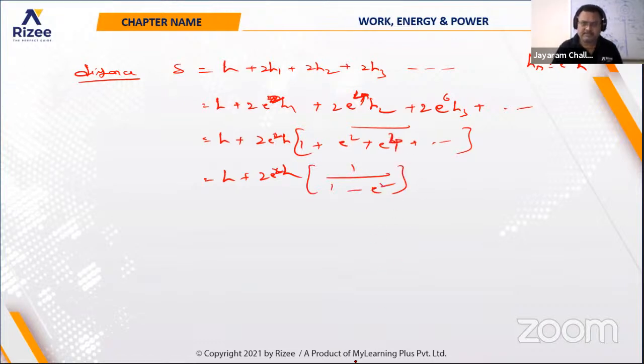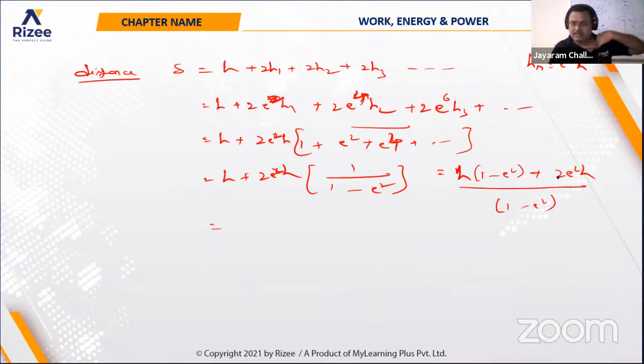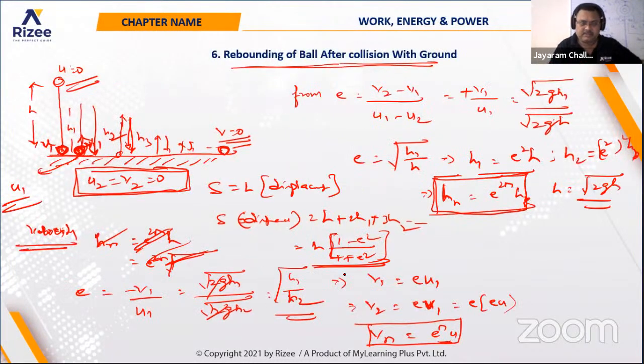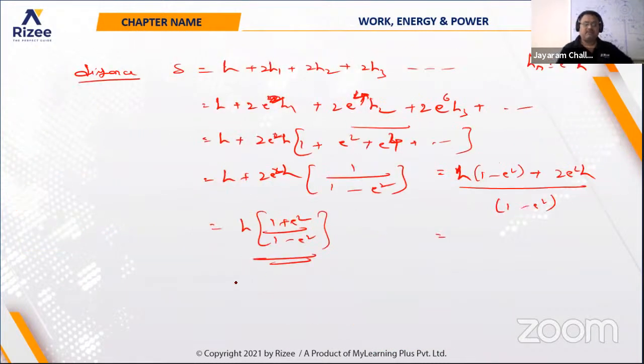This will be e to the power of 4 if I have taken the e square outside like this. So this will be equal to h taken as common into 1 minus e square plus 2 e square h by 1 minus e square. So h will be taken common, it will be plus 2 e square, or it can be written as h of 1 plus e square by 1 minus e square. So this will be your derivation. This will be how much? 1 plus e square by 1 minus e square. This is how you can solve for the distance.